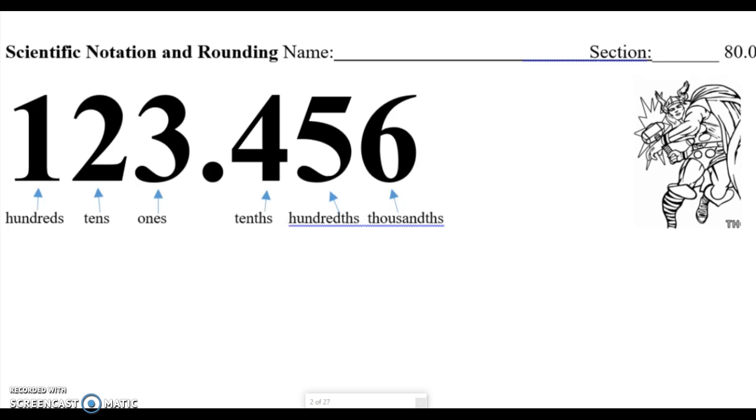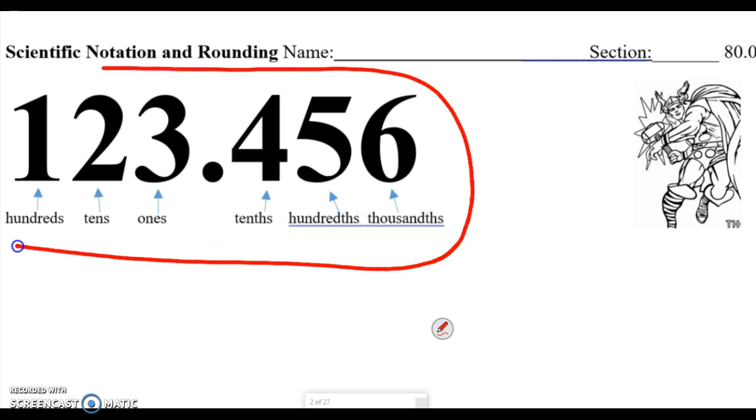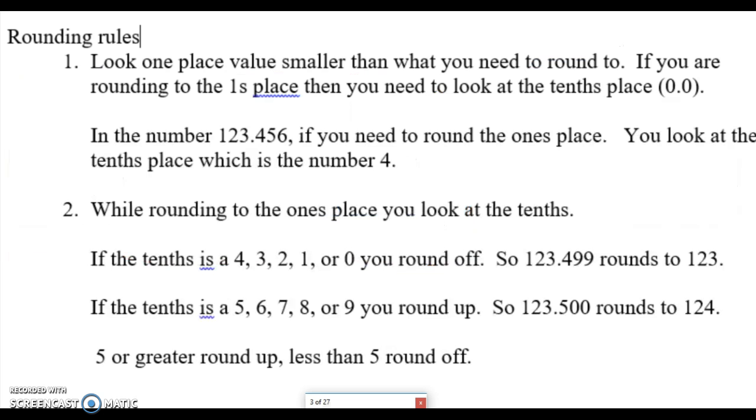Today we're going to be going over the 80s. And we're going to be teaching you how to do scientific notation and rounding. The first thing you're going to need to know is your place values. These are going to come in handy throughout this unit, so if you don't know your place values, make sure that you look them over and have this sheet handy to help yourself out.